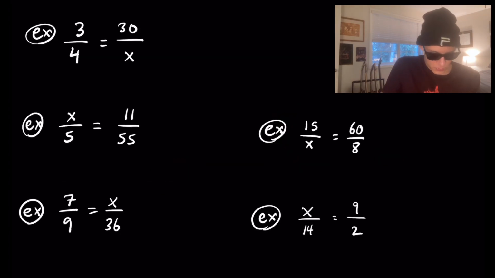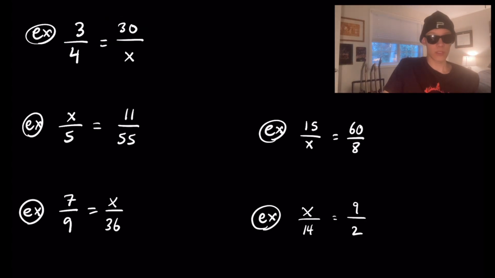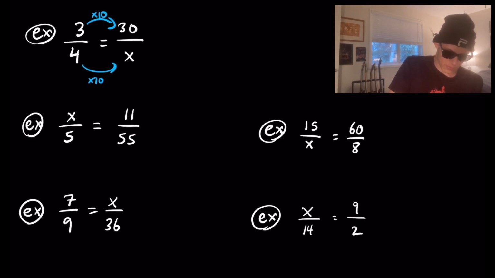All right, some examples. Let's look at the first one. So over here, I know what my numerators are. So let me see if I can find a relationship between them. So 3 times what is 30? Well, that's going to be times 10. So that means I'm going to do that at the bottom as well. So 4 times 10 is going to give me x, which means x is equal to 40.